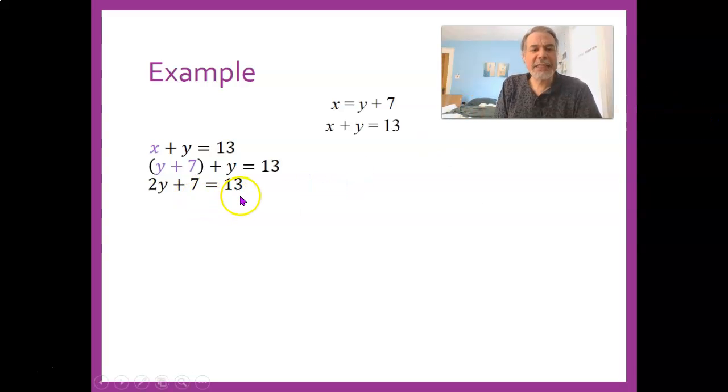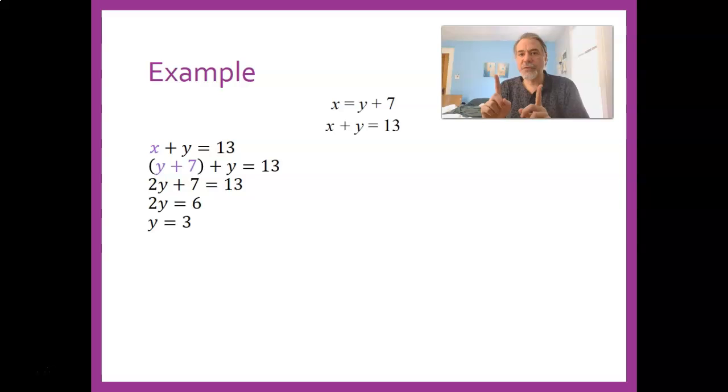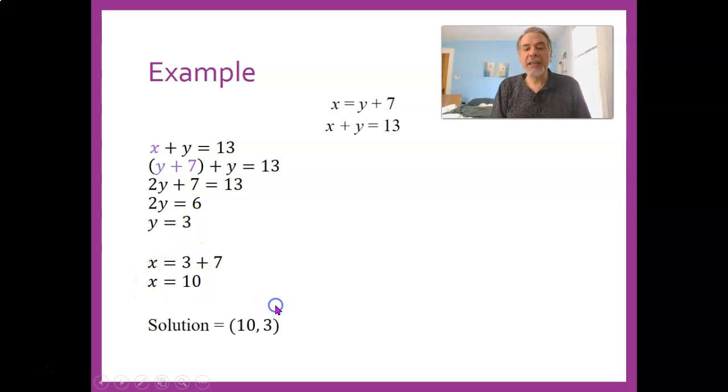Then subtract 7 on both sides, and you get 2y equals 6. Then divide both sides by 2, and you get y equals 3. And remember, we need numbers for both variables. Now that we have y equal to 3, come back up here where it says x equals y plus 7, and now we can say x equals 3 plus 7. So x equals 10, and we have our solution: 10, 3 for the x and the y in that order.